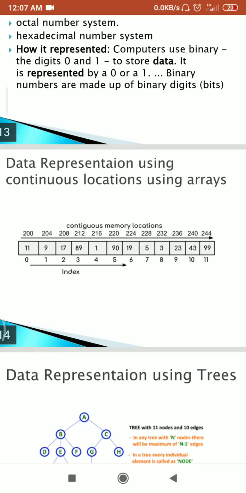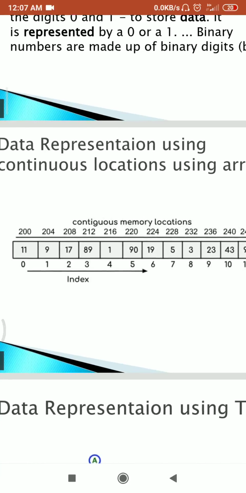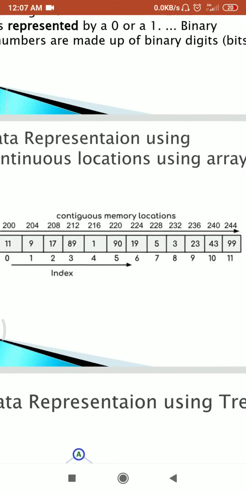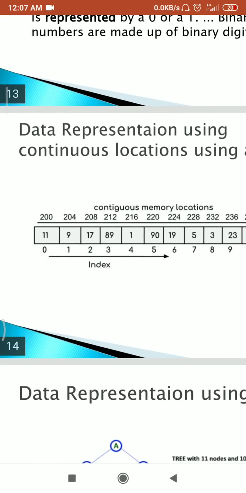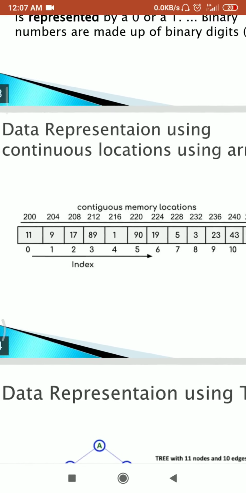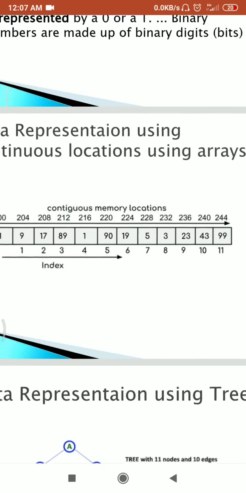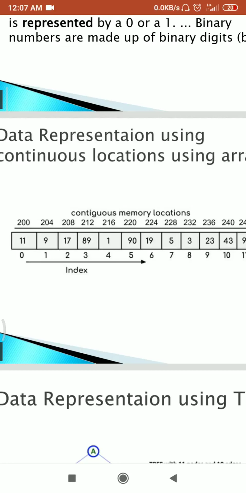In memory, we already know that the data might be represented using an array, a group of values. Suppose here we have taken some continuous locations, starting from 200, 204, up to 244. So from index 0 to 11, that is 12 indices. All the data will be stored in continuous locations or addresses 200, 204, 208, up to the last, 244.